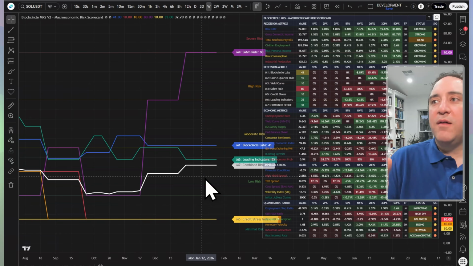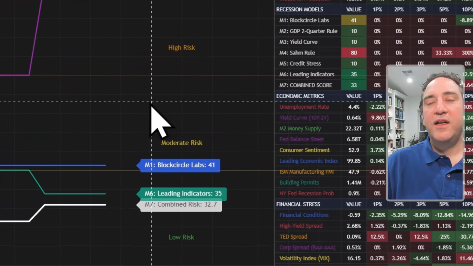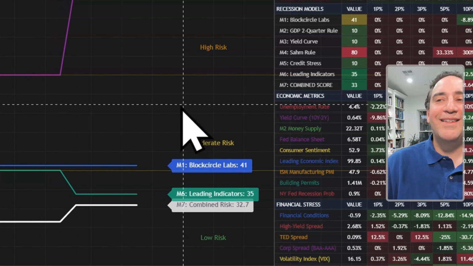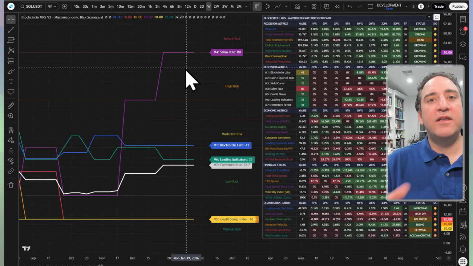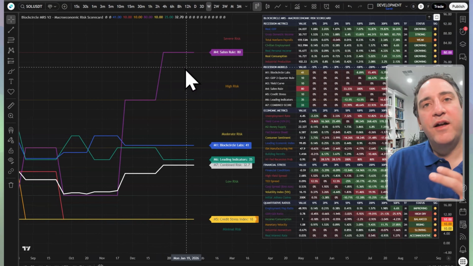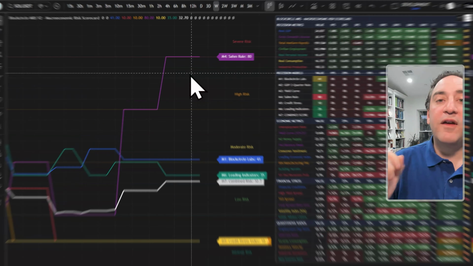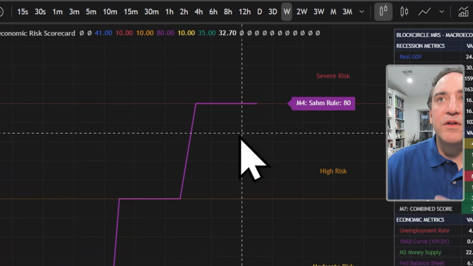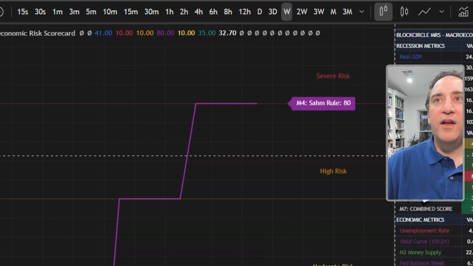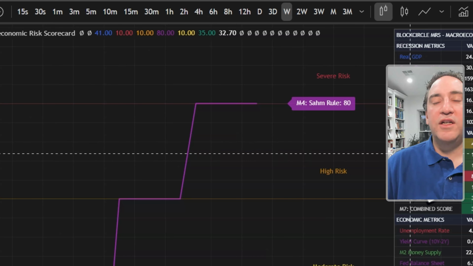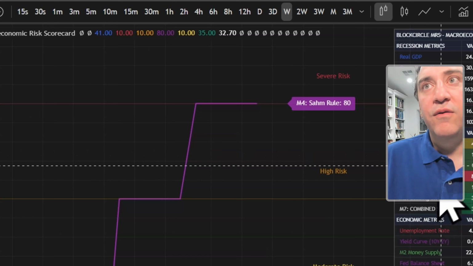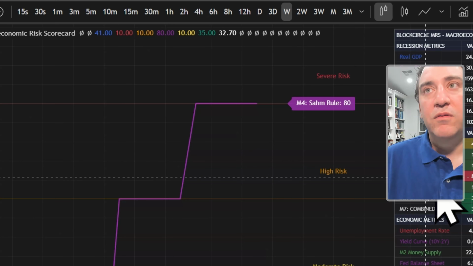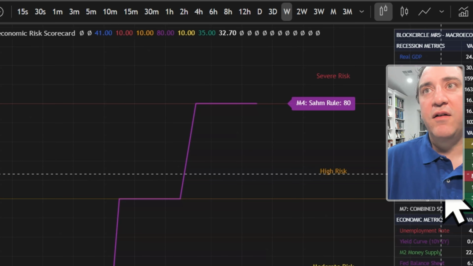Now, the macroeconomic risk scorecard, to me, is one of the most important weekly to monthly scorecards that I track, because right off the bat, you can see what the potential risk of an incoming recession is using 7 different models. So, using our own model, which is model 1, and then model 2, which is using a GDP 2-quarter rule. Model 3 is using an inversion of a yield curve. 4 is the established Sahm rule, which has a reputation of being fairly accurate.